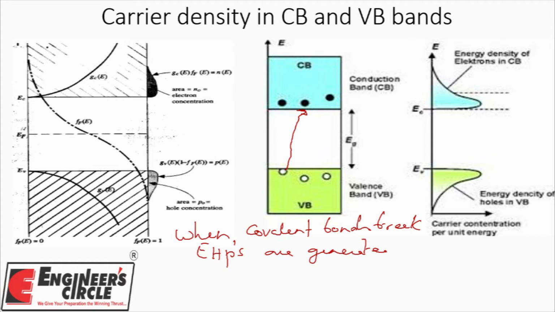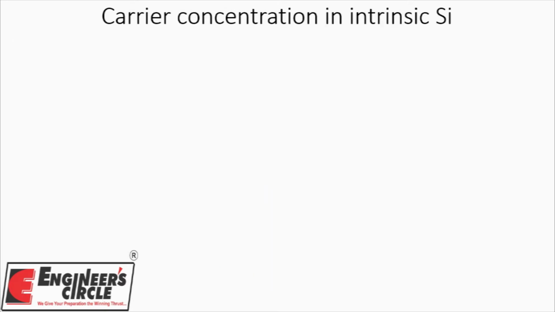So electron and hole pairs are generated. This implies that the concentration of electrons is equal to the concentration of holes, n0 equal to p0, due to EHP generation. So look at the carrier concentration in intrinsic silicon.